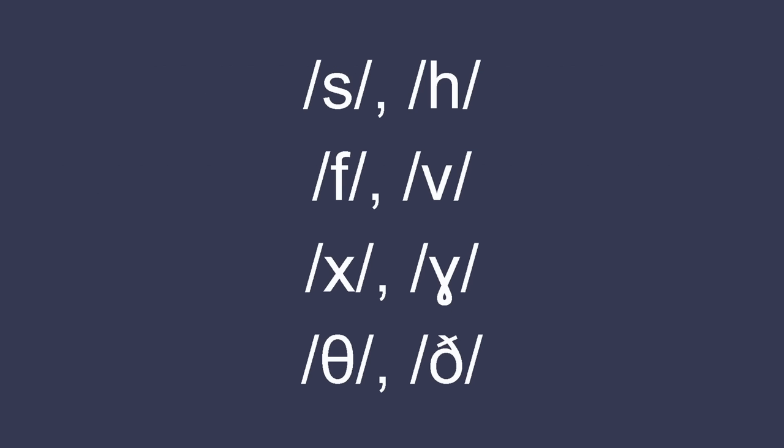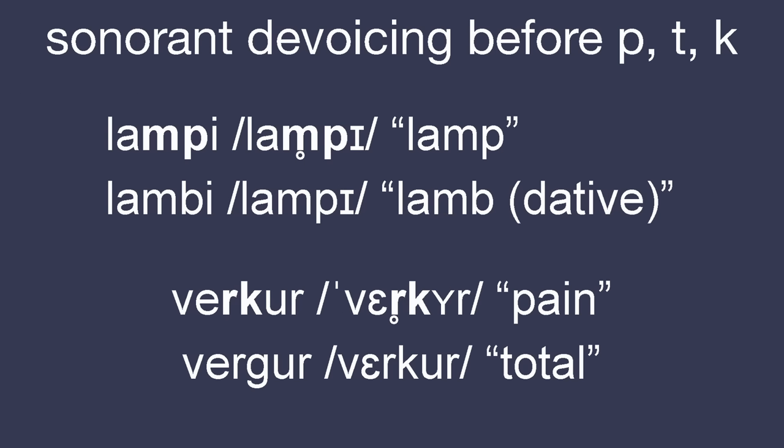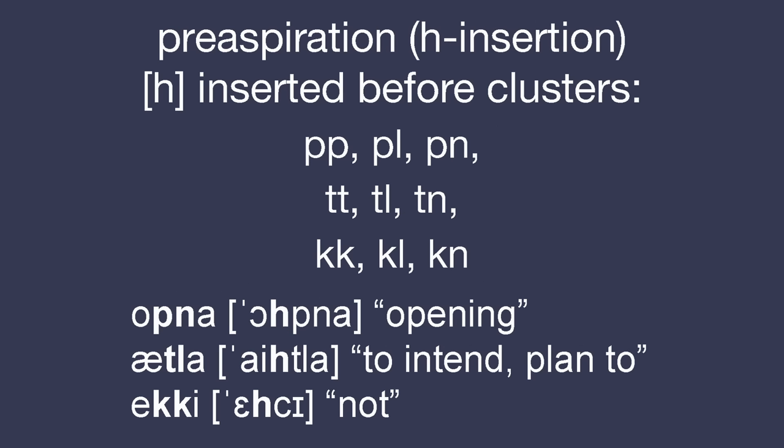But it does have voicing distinctions between f and v, h and r, and dental fricatives th and th. Icelandic also has voiceless versions of nasals and liquids, namely hna, hl, hr, and hja. The voiced versions of those sounds become devoiced before p, t, and k, with some words only being distinguished by this devoicing. Icelandic also has preaspiration, where h is inserted before various consonant clusters.